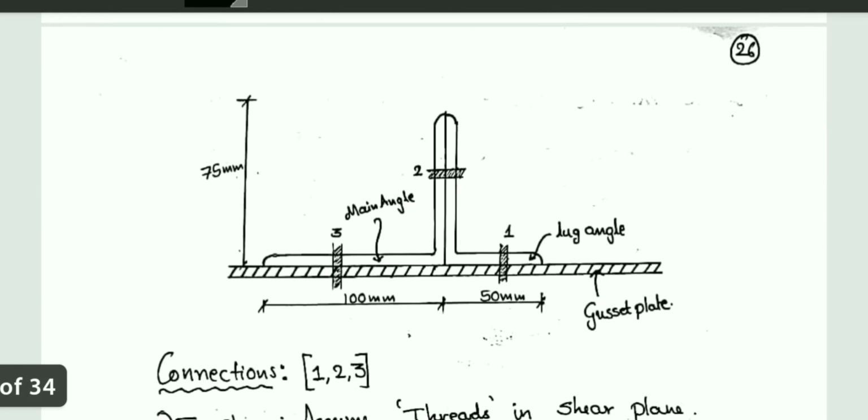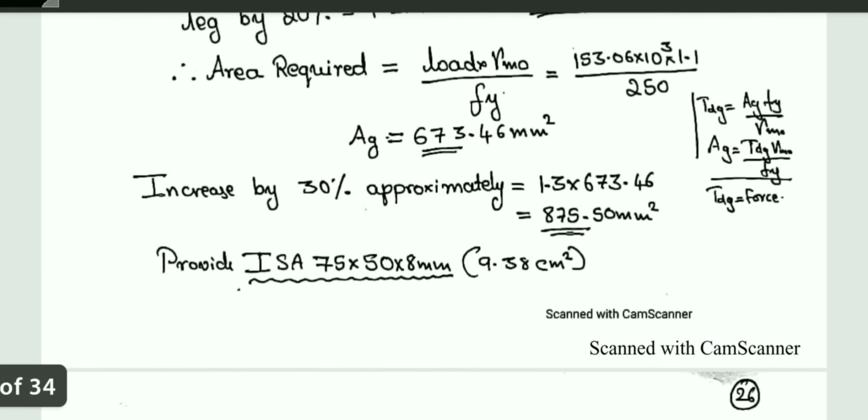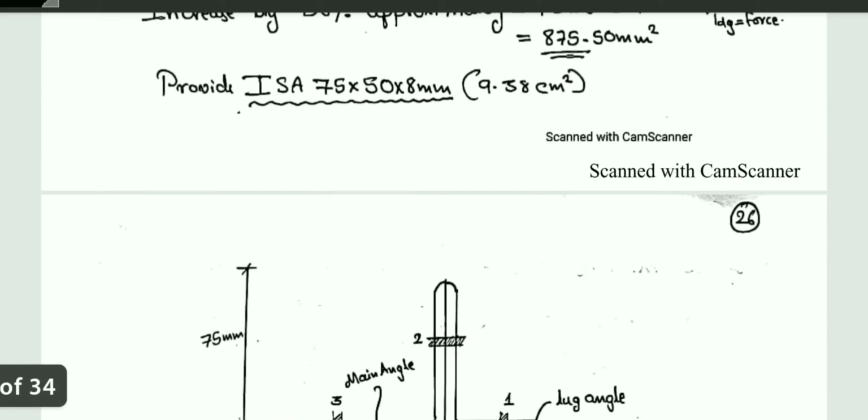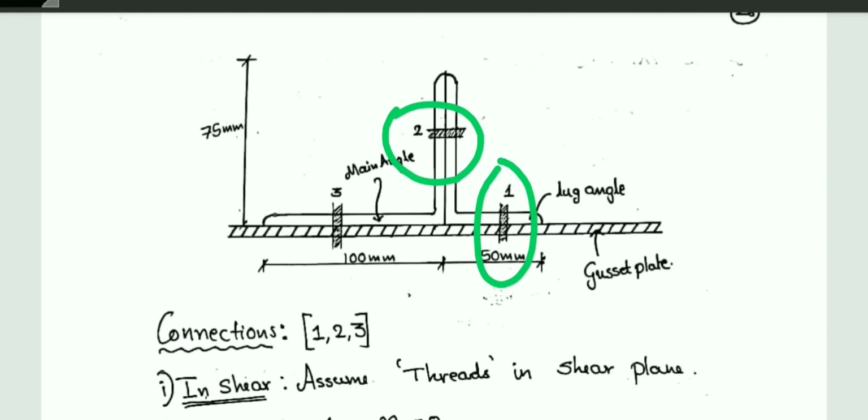So the connection will be like this. First, the main angle, 100 mm, and the height is 75 mm. Next, this is the lug angle, 75 mm and 50, and thickness 8 mm. So there are three connections. The first connection is lug angle and gusset plate. The second connection is lug angle and main plate. The third connection is main plate and gusset plate.